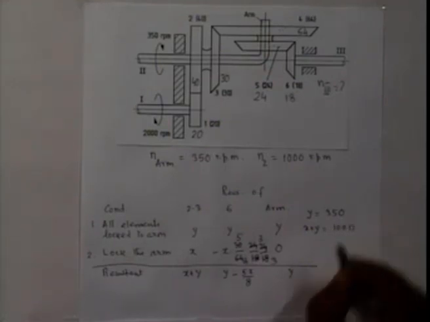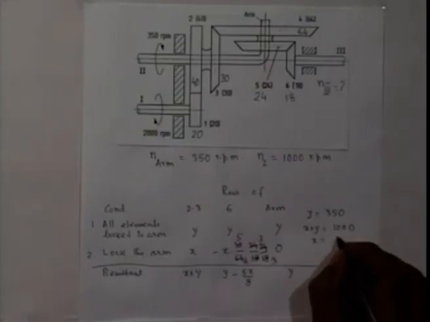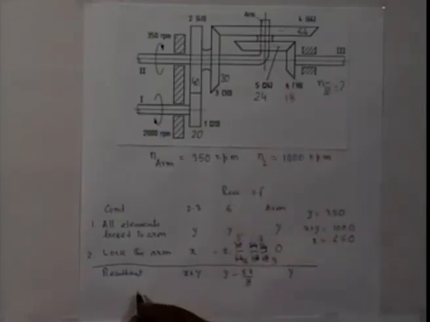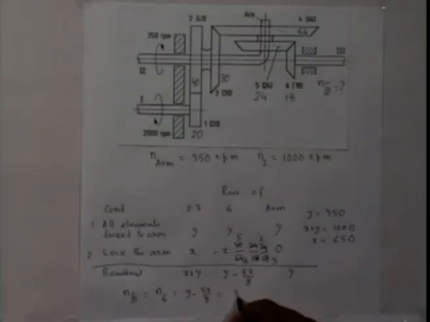So, we get x equal to 650, and we have to find the revolution of 6, which is N3. So N3, which is same as N6, which is y minus 5x by 8, which is y is 350 minus 5 by 8 into 650.